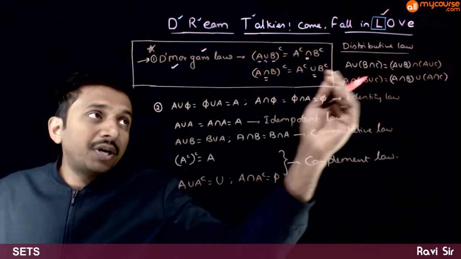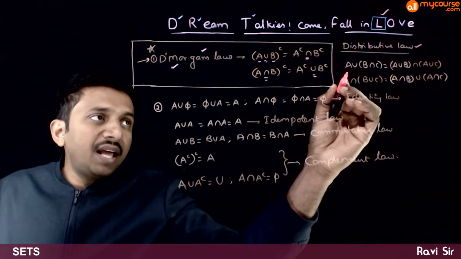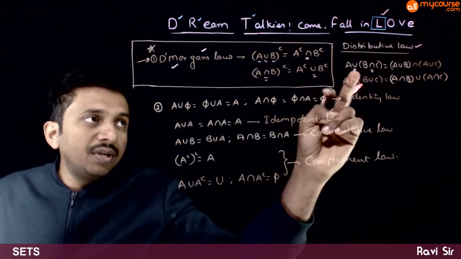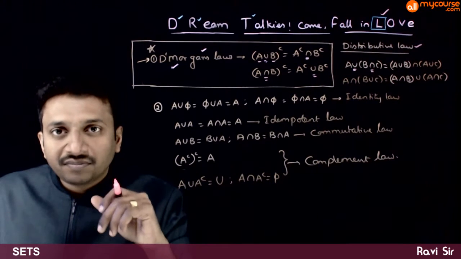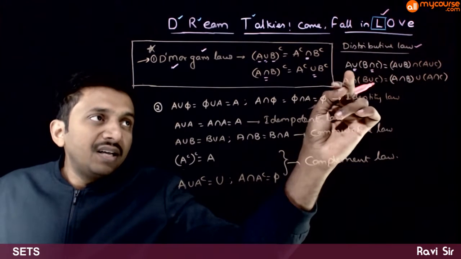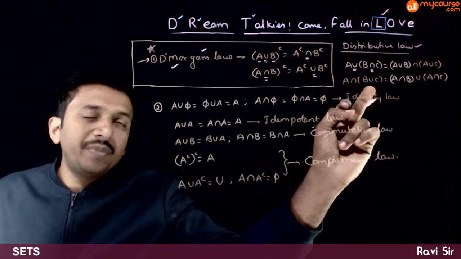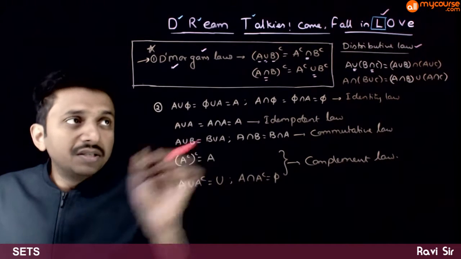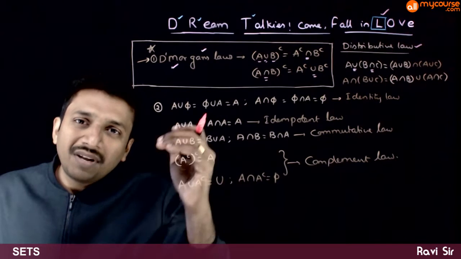And the next most important law that you need to remember is the distributive law. That is, if you have A union B intersection C, this can be written as A union B intersection A union C. So you can expand it like you expand brackets. For that, if you have union inside and intersection inside, you can do that. And A intersection B union C is A intersection B union A intersection C. So these are the two laws which you need to remember specially. And all the remaining laws are very straightforward.